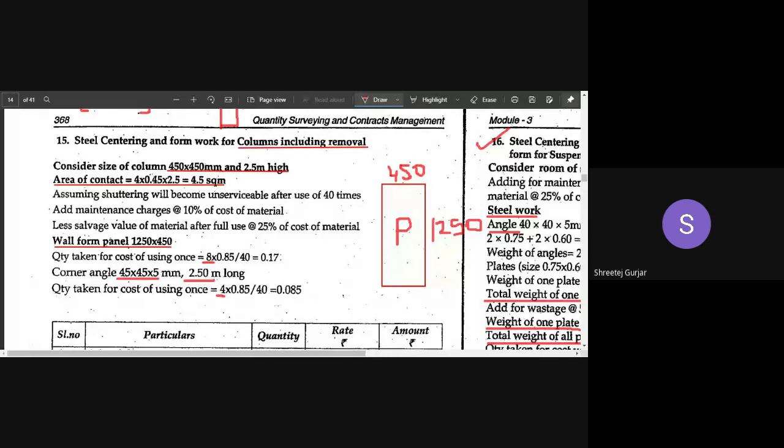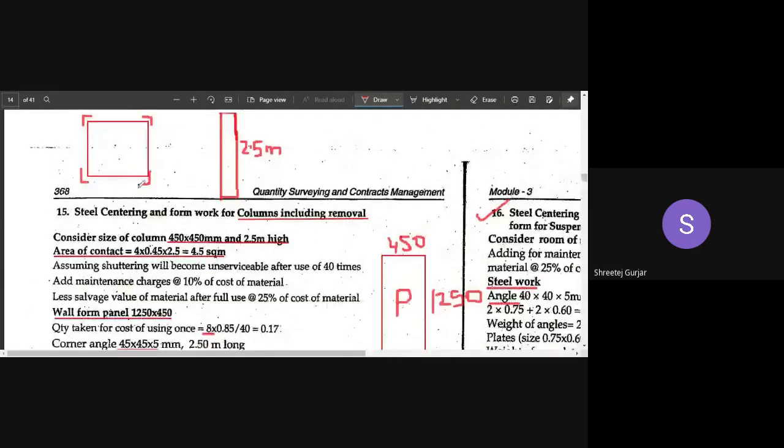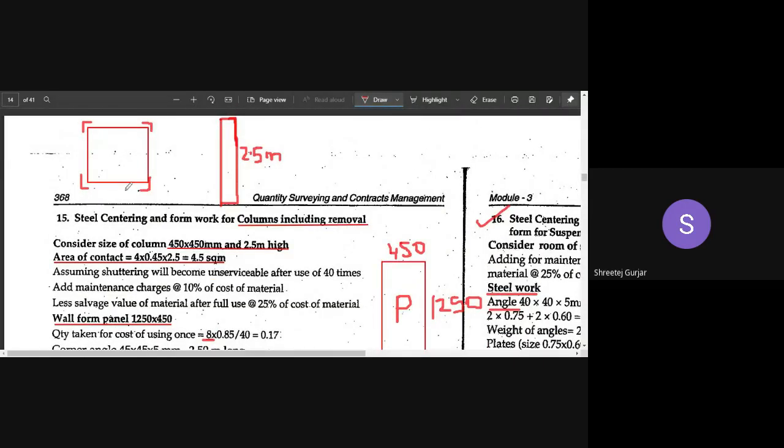So in the next example, you can see it is a steel formwork for columns. We are calculating for columns. Now what is the column dimension? This is a square column of 450 by 450. The height of this column, which I have drawn over here, is 2.5 meters.